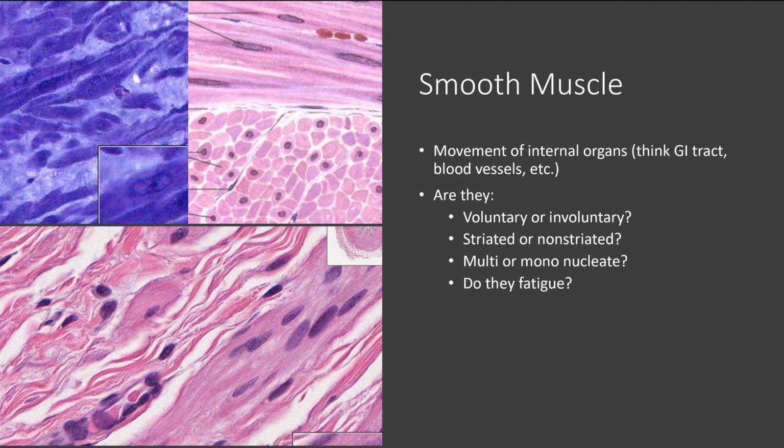Remember we said smooth muscle is for movement of internal organs, so things like your digestive system, your GI tract, your blood vessels. There's a bunch of other examples, but mainly things like that, right? And so remember, these are the questions that we want to answer in regards to smooth muscle. Is it voluntary or involuntary? Hopefully you remember smooth muscle is involuntary.